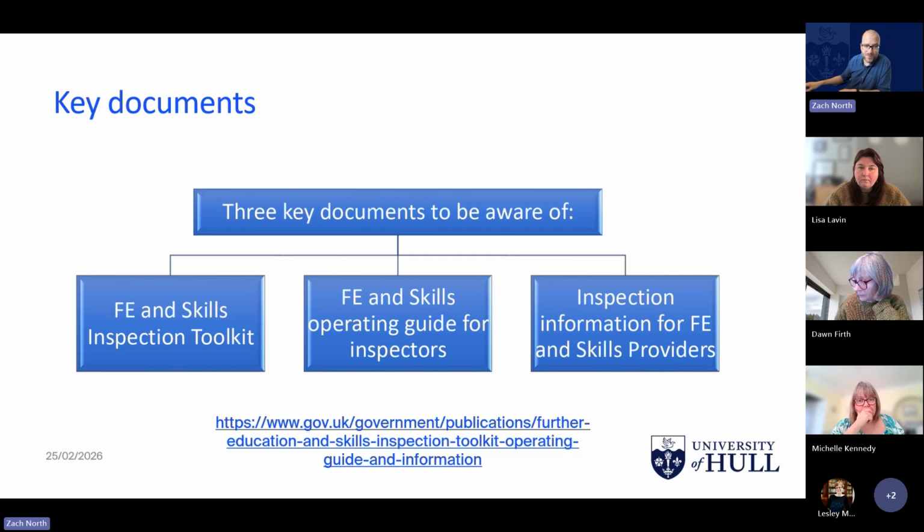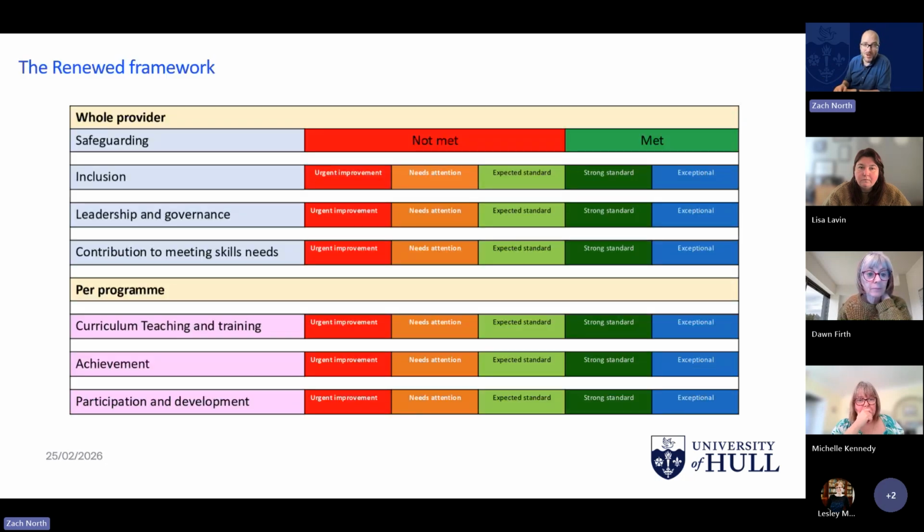So the new inspection framework does look different, and you'll probably notice it looks a whole lot more colourful than the previous one. I think the key differences that colleagues have already seen are that the categories have expanded: instead of just those four categories, there are now seven, so a few more. The judgments have expanded as well, with a key judgment around inclusion and a judgment around contribution to skills needs, but we still see the same kind of judgments in terms of curriculum, teaching and training, and achievement. Participation and development replaces the behaviours and values that we've seen previously.